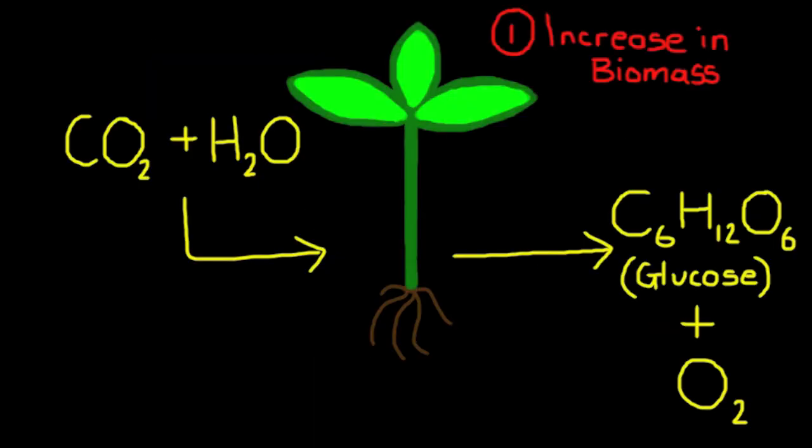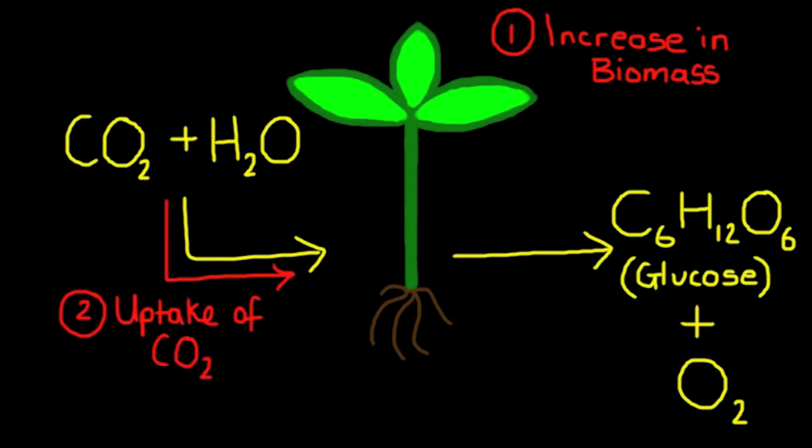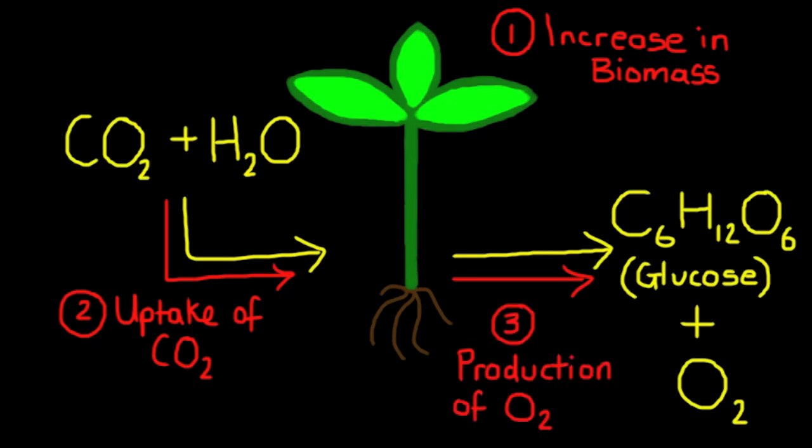So when measuring the rate of photosynthesis, this can be done by measuring the increase in biomass, the uptake of carbon dioxide, or the production of oxygen. Measuring the uptake of carbon dioxide or the production of oxygen is considered to be a direct measurement of photosynthesis, provided that a correction is made for the rate of respiration. Measuring the increase in biomass is considered to be an indirect measurement because this can be influenced by a variety of other factors.